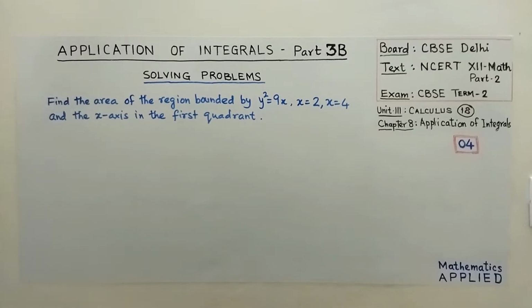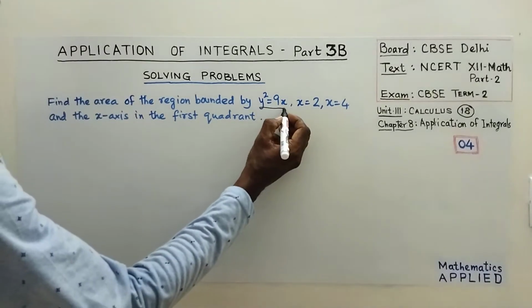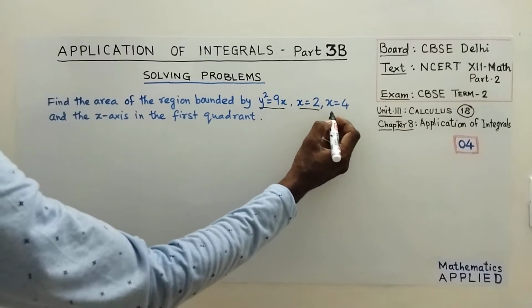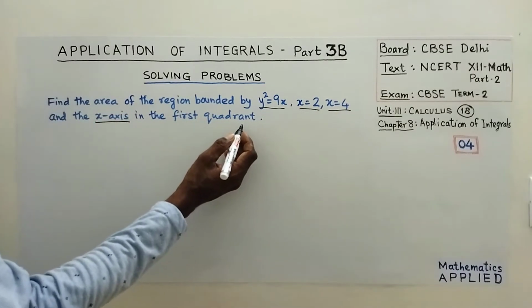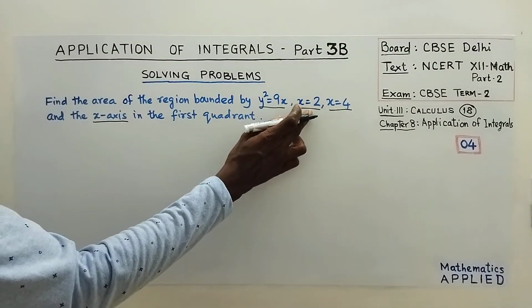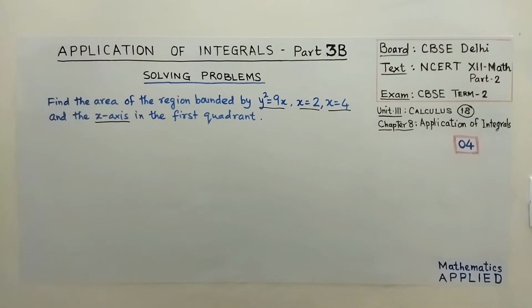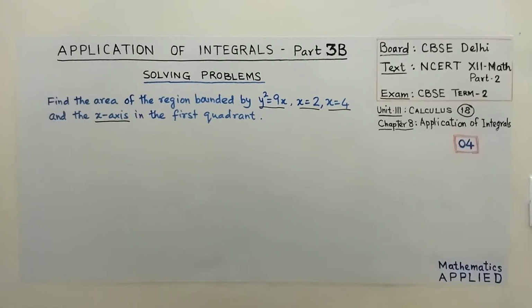So here is the next problem, that is find the area of the region bounded by y square equals 9x. So there is one equation. Then x equals 2, x equals 4 and the x-axis in the first quadrant. So this is one curve, this is another curve, another curve, another curve. So we will draw the curve first.